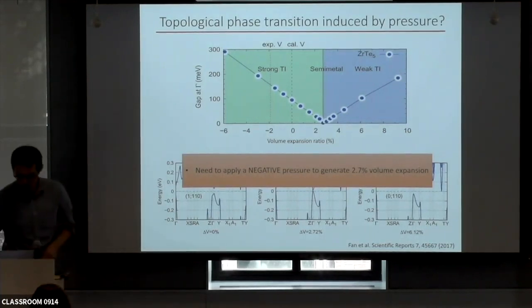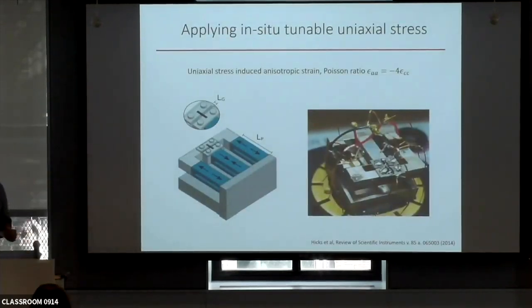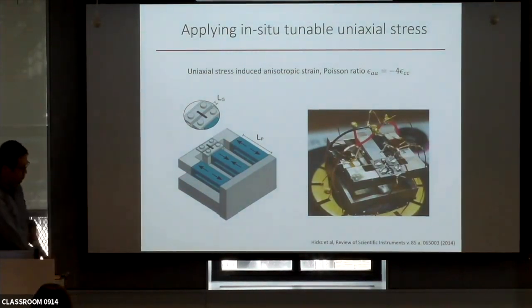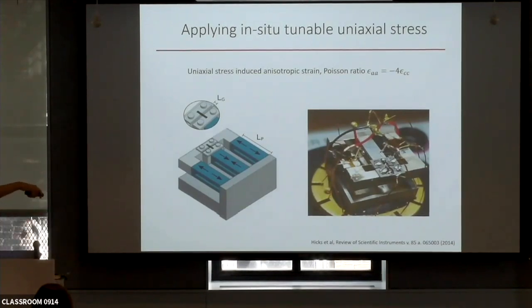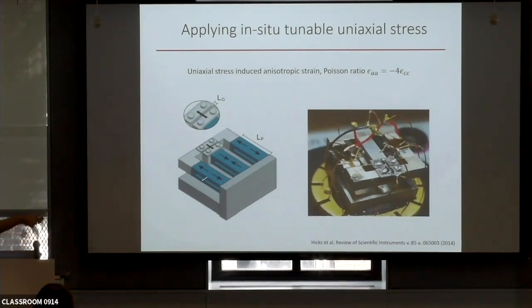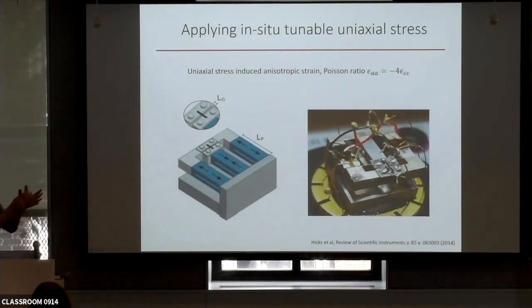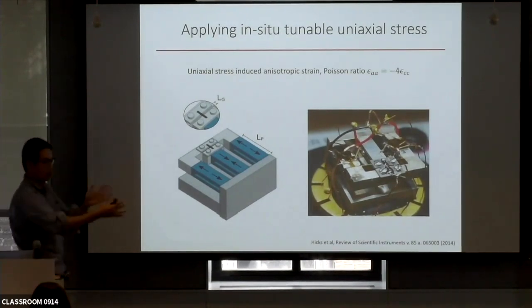So instead, we took a different approach. We applied uniaxial strain, using this device first introduced by Hicks from the Mackenzie group back then. You can actually apply a strain of up to 1 to 2% by combining these 3 piezo stacks, which can individually control the motions of these 2 sample holders. If you mount the crystal across the gap between these 2 sample holders, you can control the size of the gap and apply very large uniaxial strain in a continuous, in situ tuning fashion.